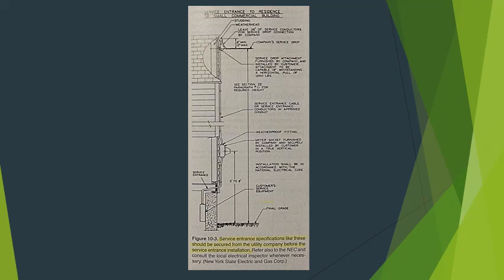Most often, the power company will locate the point of attachment of the service entrance for the electrician. In many localities, this is required. Check the service specifications of the power supplier to be sure of any additional requirements before installing the service entrance. See figure 10-3.